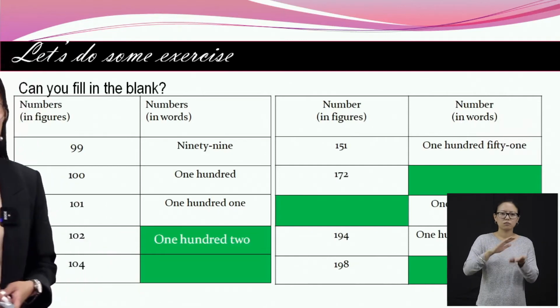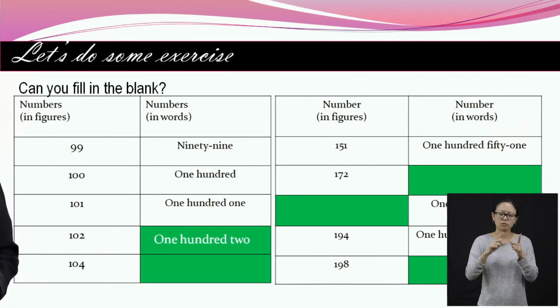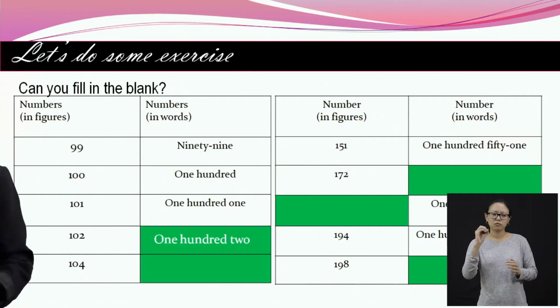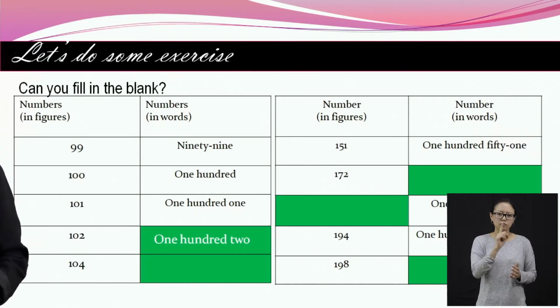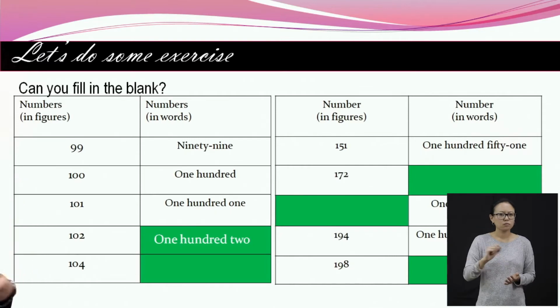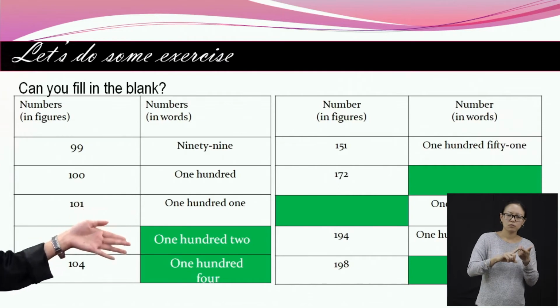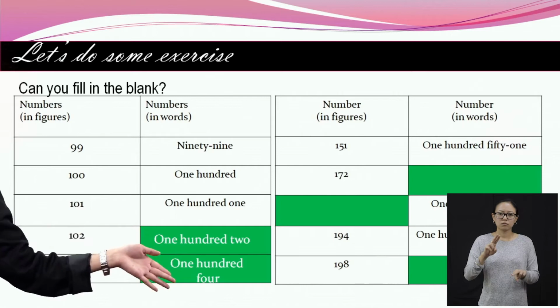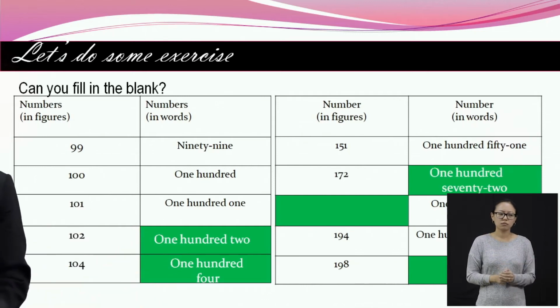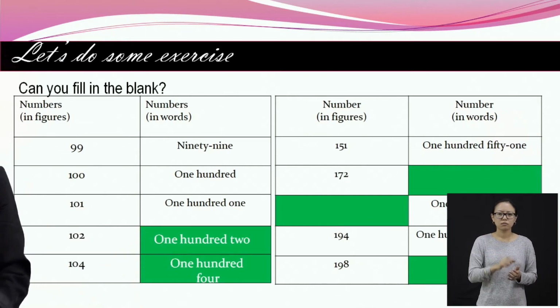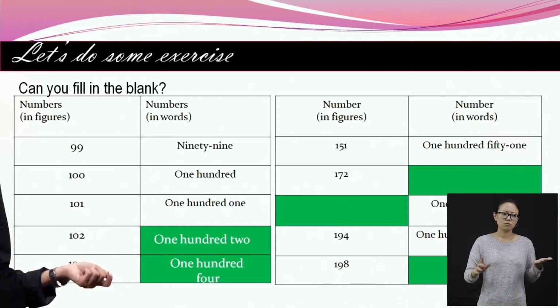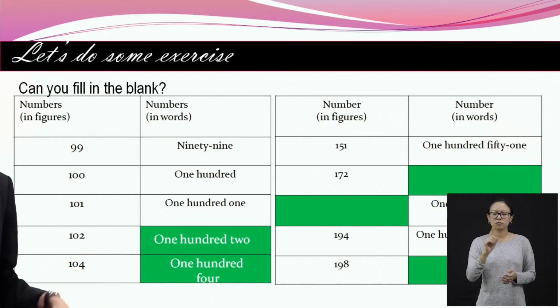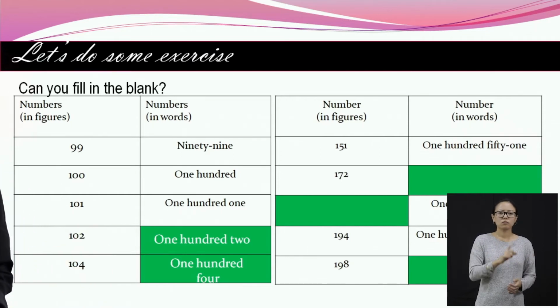How do we write 102? ONE HUNDRED TWO. Now the next number is 104. So how do we write it? Just like that: ONE HUNDRED FOUR. Okay, the next column, we have 151. Here it has already been done for us. It is written 151.